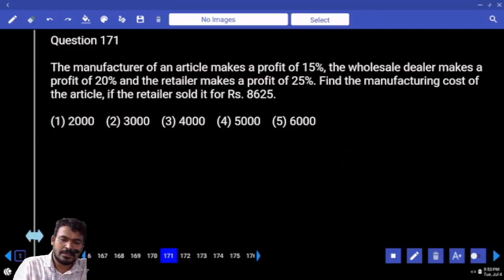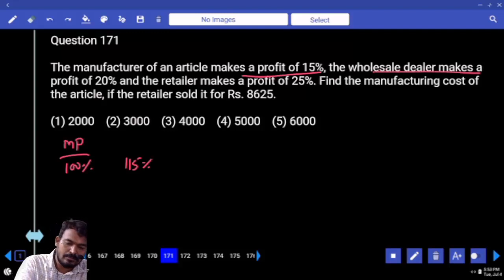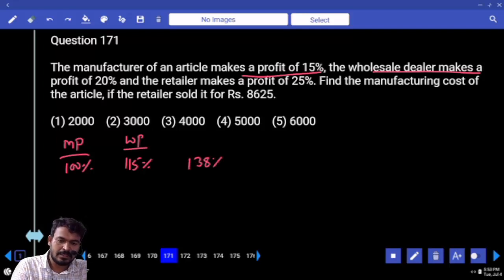8625. Suppose we consider the manufacturer's price as 100%. He sold it at how much profit? 15%. Means the selling price is 115. The wholesale dealer's price is 115. Again it is sold at 20% profit. What is 10%? 11.5. 20%? 23. 115 plus 23 is 138. That 138 is the selling price of the wholesaler. It is also equal to the retailer's cost price.